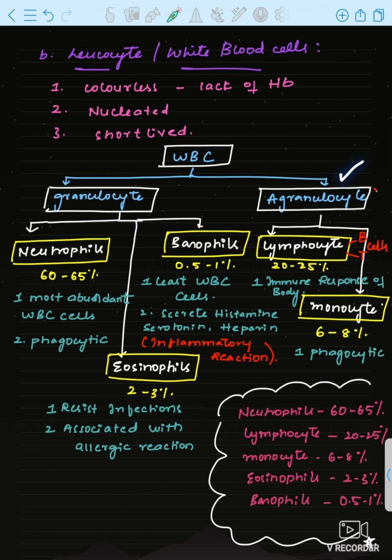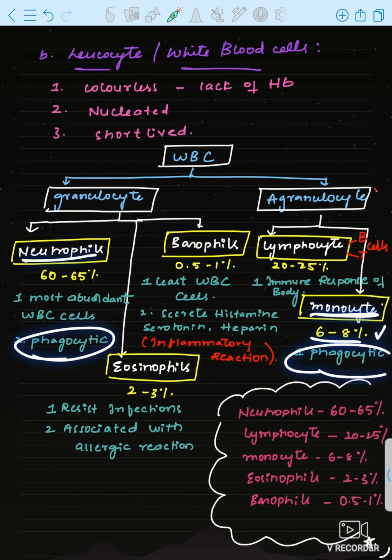Okay, so the next one is agranulocytes. Agranulocytes are lymphocytes and monocytes. Monocyte percentage is 6 to 8%. Monocytes and neutrophils, these two help in phagocytic action. If any foreign particle comes, these cells will engulf and destroy the foreign particle and protect the body from it. So monocytes and neutrophils are both phagocytic.